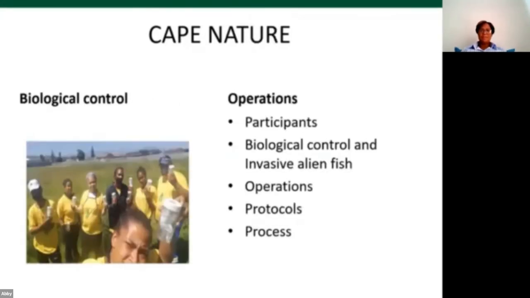So Cape Nature is responsible for the biological control and invasive alien fish projects in the Western Cape. The invasive alien fish projects are based in Gaukama and in the Cederberg. The biological control is based in Jonkershoek, Vrolijkheid, and the Otjaniqua. The biological control team is responsible for the collections, releases, and monitoring of the biological control agents in the Western Cape. They are using the protocols that are provided by the researchers in order to implement the biological control in the Western Cape.